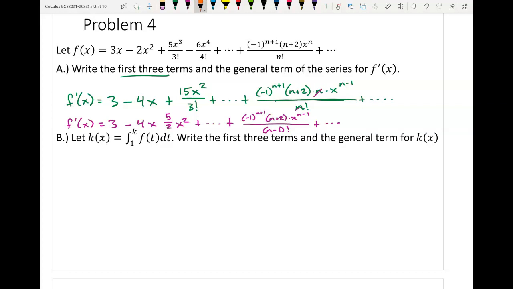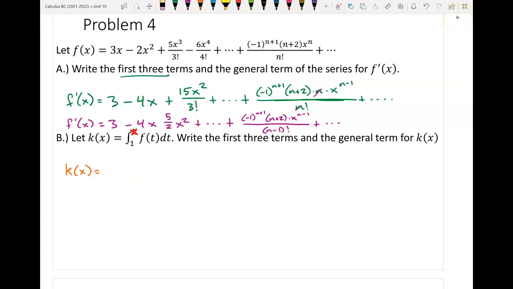Let's go ahead and look at part B. Let k of x equal the definite integral from 1 to x of f of t dt. Write the first 3 terms and the general term for k of x. Okie dokie. So k of x is equal to the definite integral. I'm thinking this is a slight typo here. This should be x. Let's go ahead and change that. That will make more sense since it's a function of x. We should end up with x in the end, right?